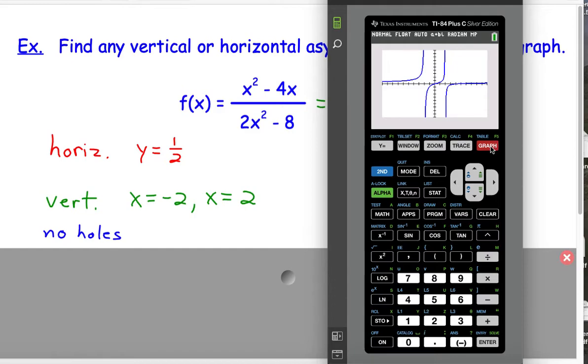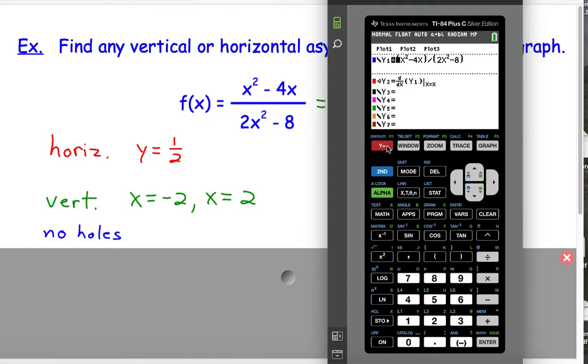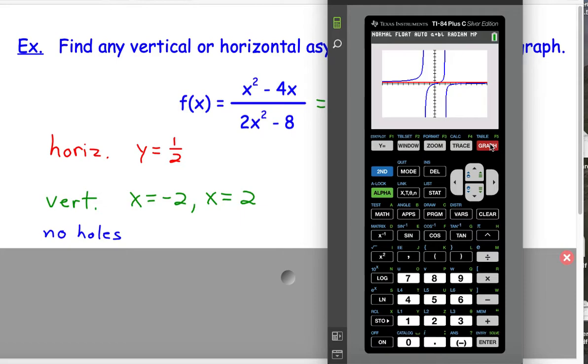let's start with the vertical asymptotes. We have one at x equals negative 2, x equals positive 2. And then the horizontal asymptote, y equals 1/2. And actually, let me graph y equals 0.5 for you. And let's change the color of that. Let's make that red. Oh, yellow would be nice. Okay, graph. And sure enough, that looks pretty convincing that that's our horizontal asymptote.